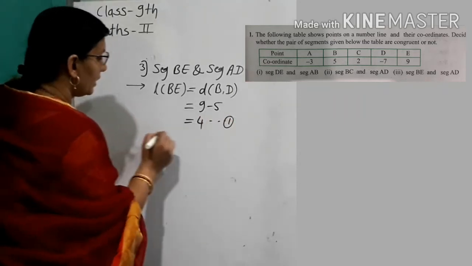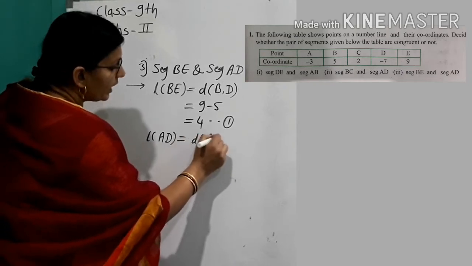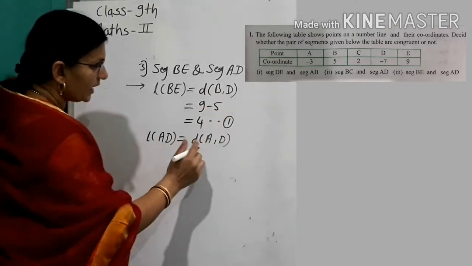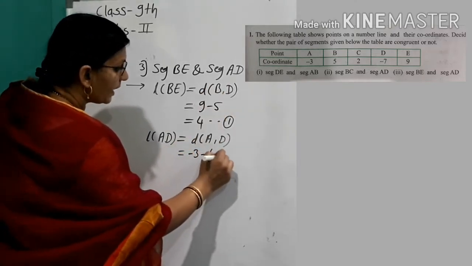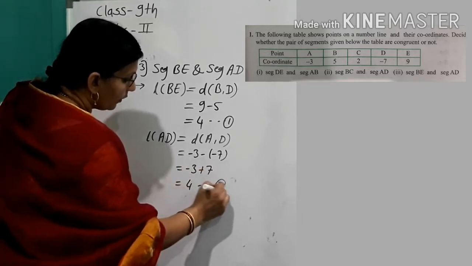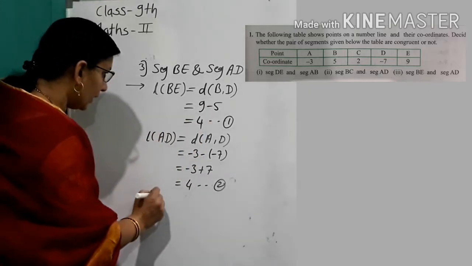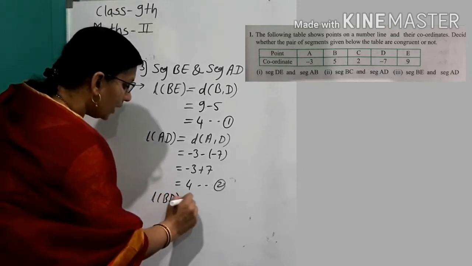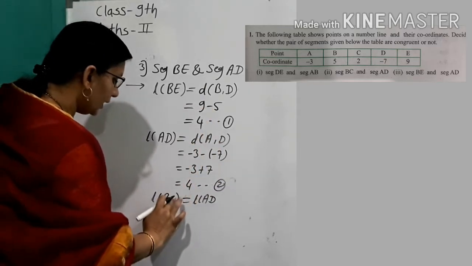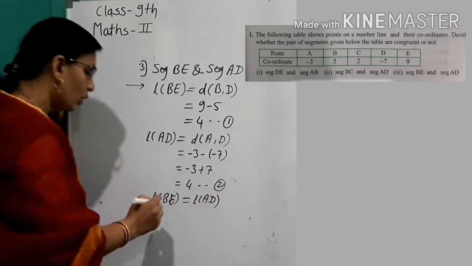This is number 1. Then find the length of AD. That is the distance between point A and D. As in the second pair, we find the distance of AD. That is -3 minus -7, that is -3 plus 7 equals 4. From this 1 and 2, length of BE equals length of AD. Therefore, these two segments are congruent.